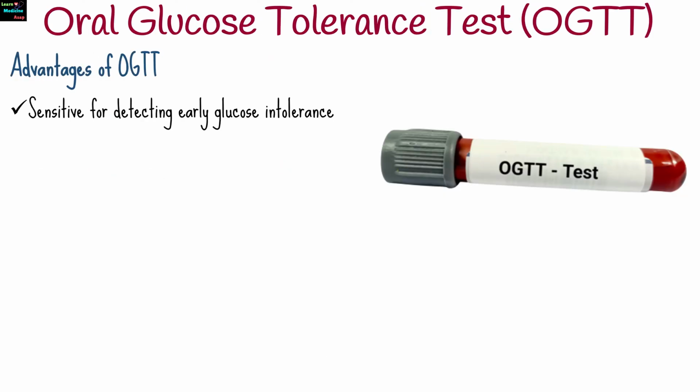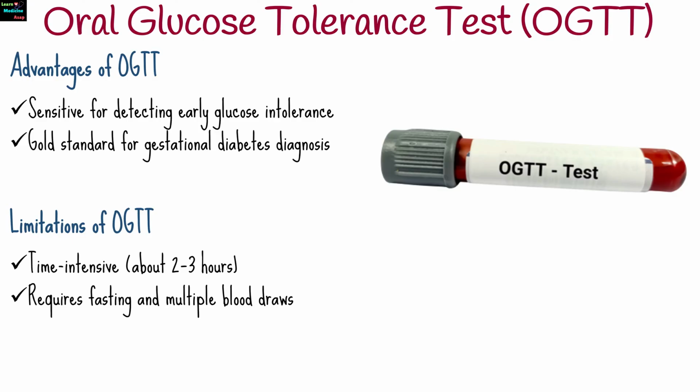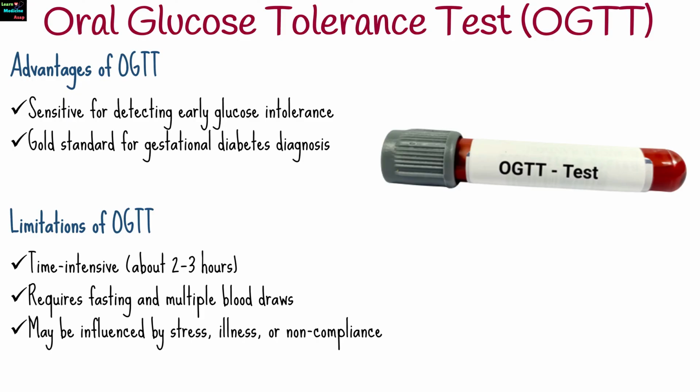The advantage of OGTT is that it's sensitive for detecting early glucose intolerance, and it is the gold standard for gestational diabetes diagnosis. The limitation of OGTT is that it may be time-intensive, about 2 to 3 hours. It requires fasting and multiple blood draws, and may be influenced by stress, illness, or non-compliance with preparation guidelines.